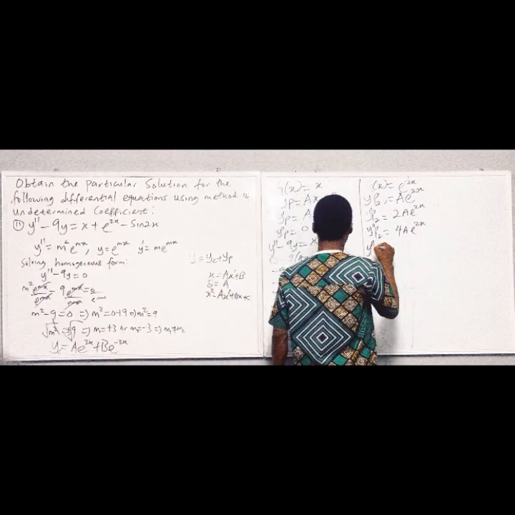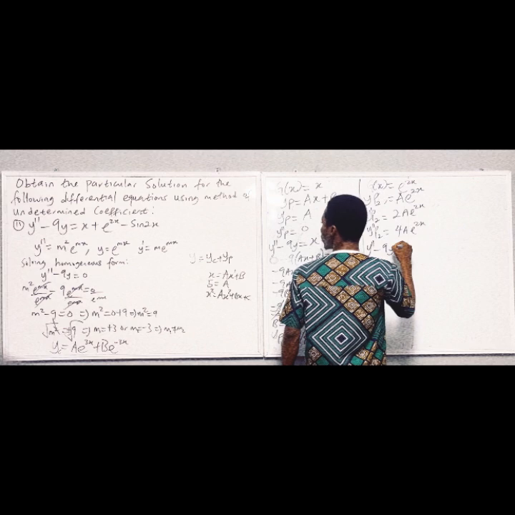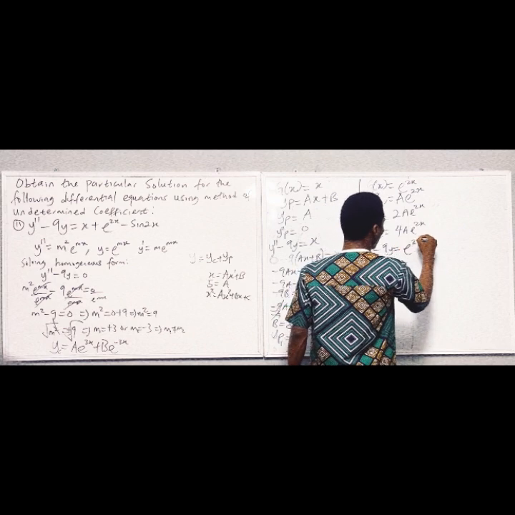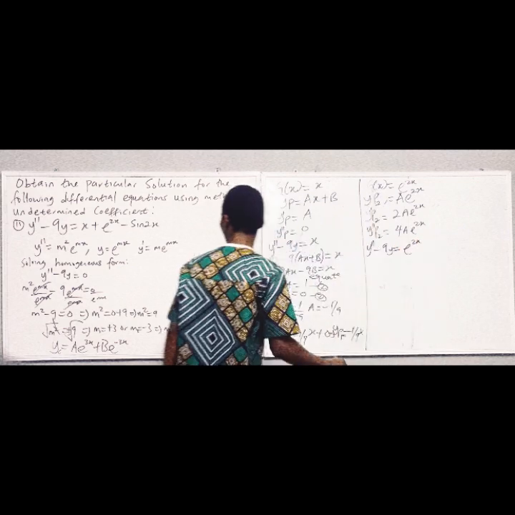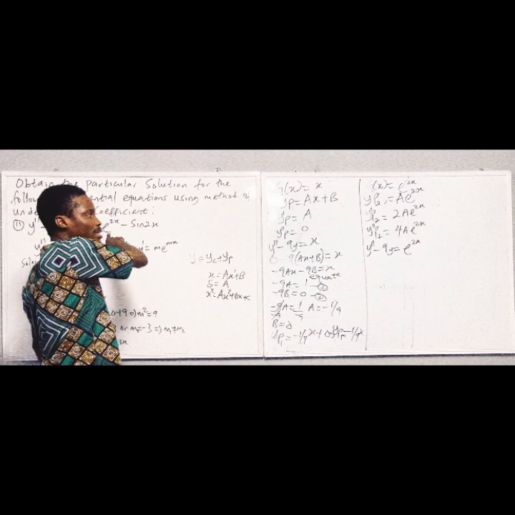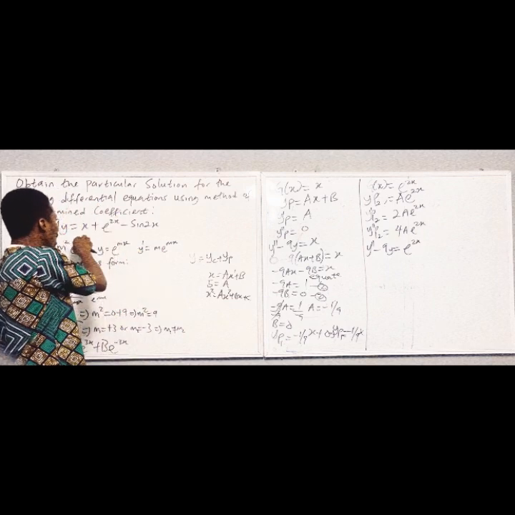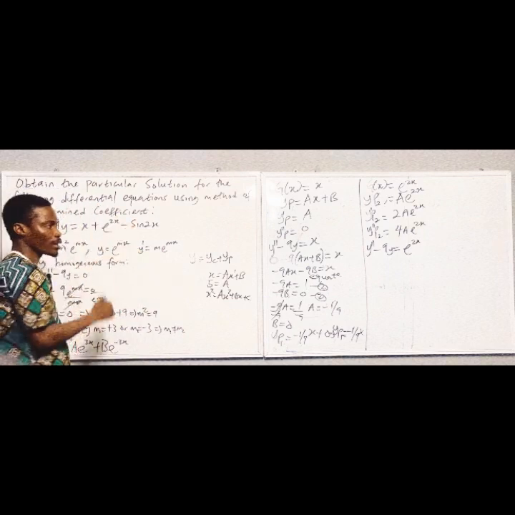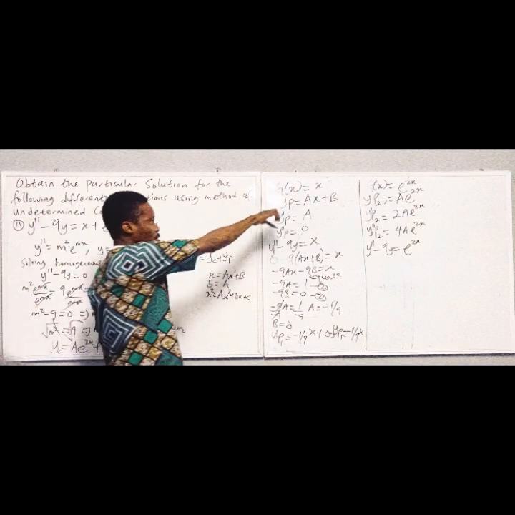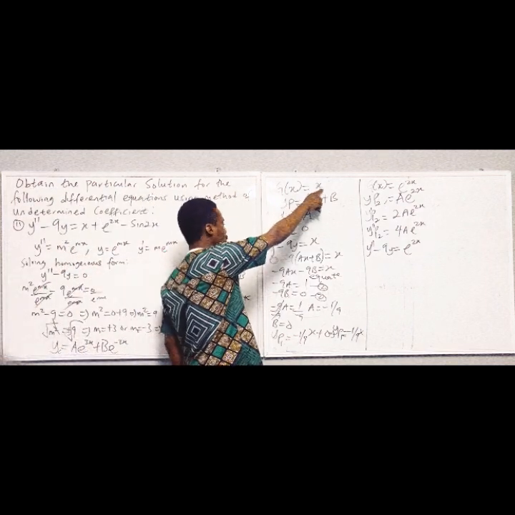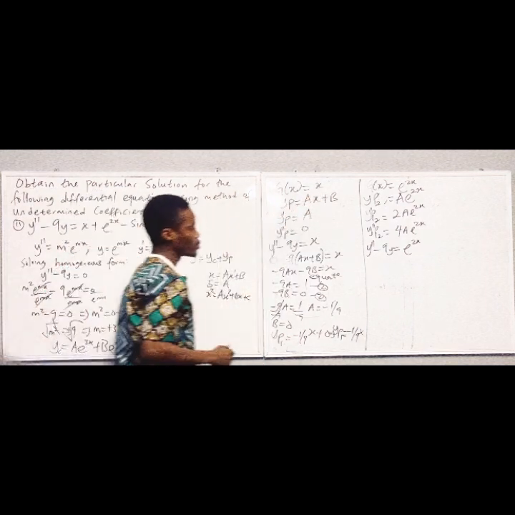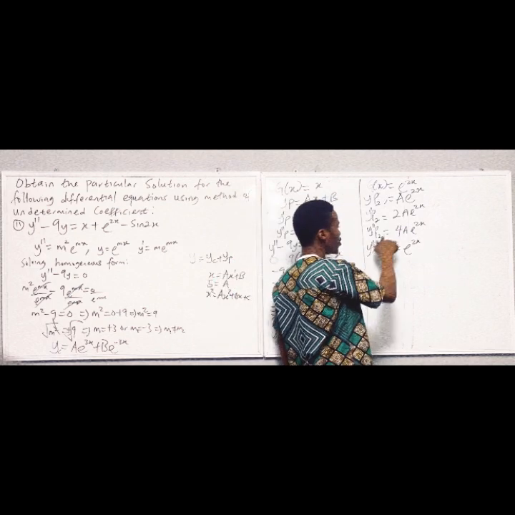So I will now consider this equation: y double prime minus 9y is equal to exponential 2x. Because I'm dealing with the second term, I want to find the particular solution for the second term. I don't need to take the first and the third term, because to find the solution for the first term, that's why I take only the first term.